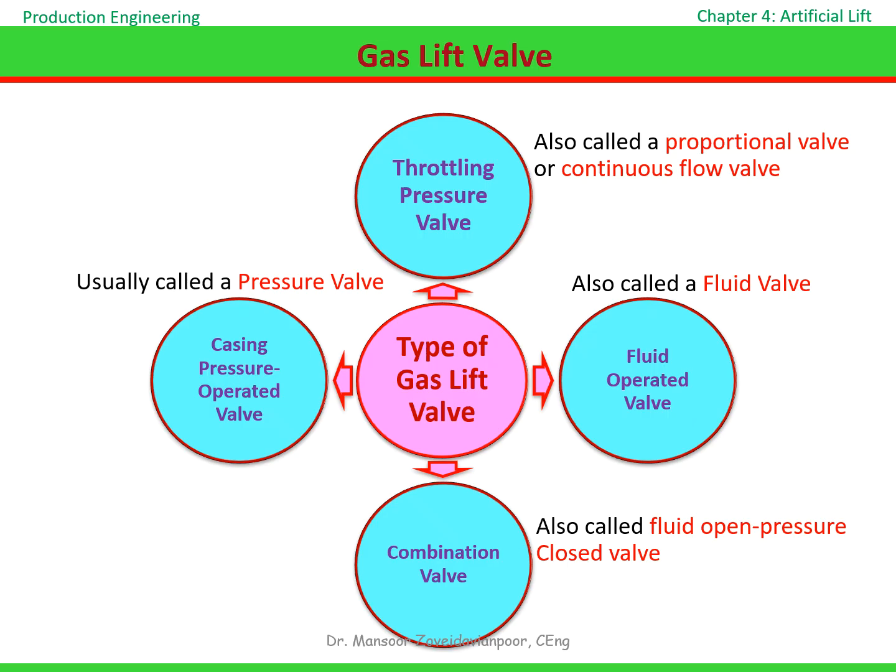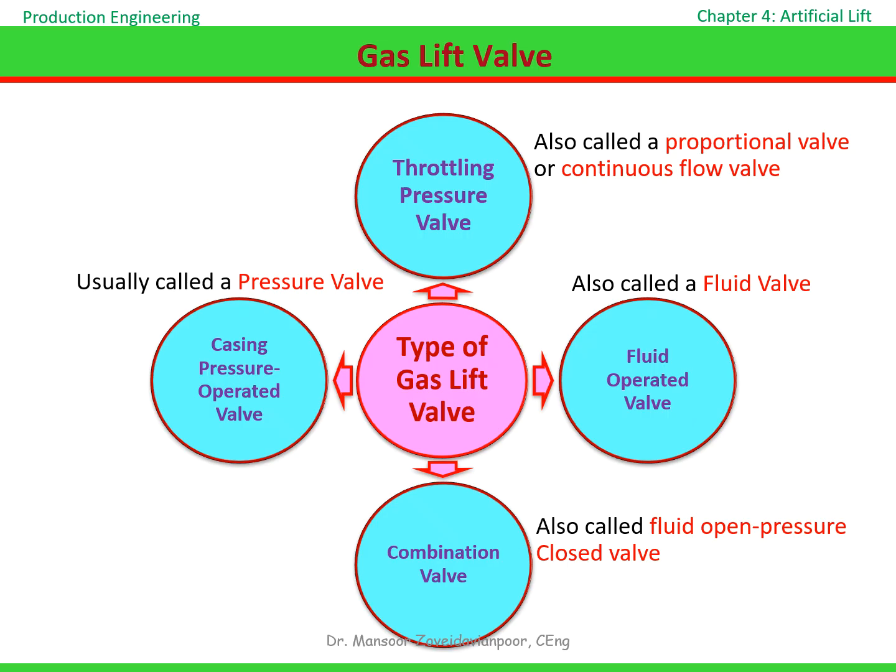Now, the requirements of the valve depend on the type of gas lift operation. For continuous gas lift, the valve must provide controlled and stable gas injection. It needs to continuously deliver gas into the tubing, maintain stable operating conditions, and regulate the injection rate. Depending on the design, the valve can respond to casing pressure, tubing pressure, or a combination of both.